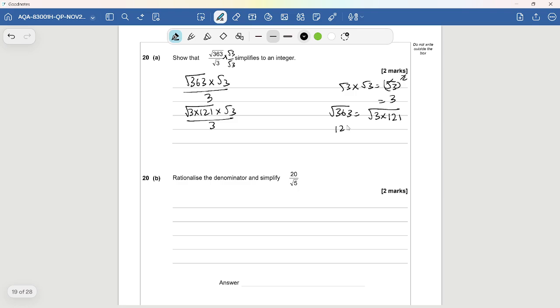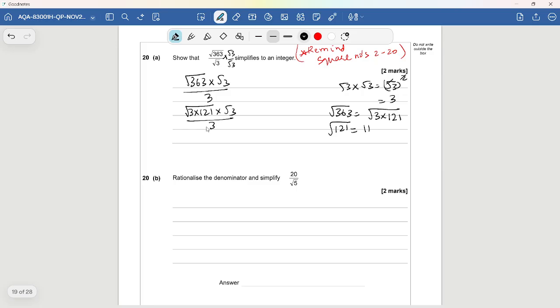Now √121 is equal to 11, because 11 times 11 gives you 121, which is a square number. At this point I would like to remind you that it's better you remember all the square numbers between 2 and 20. It's good practice to remember all the square numbers and even cube numbers, so that such calculations become easier for you.